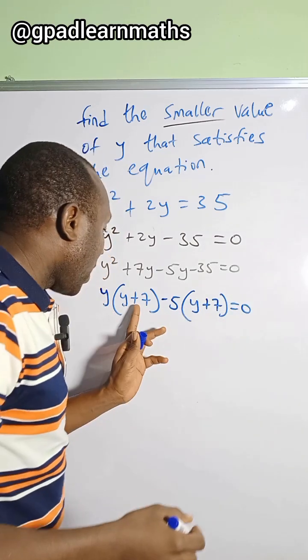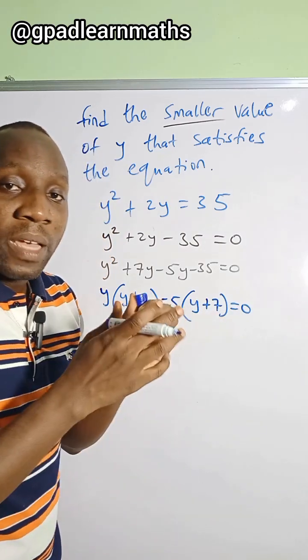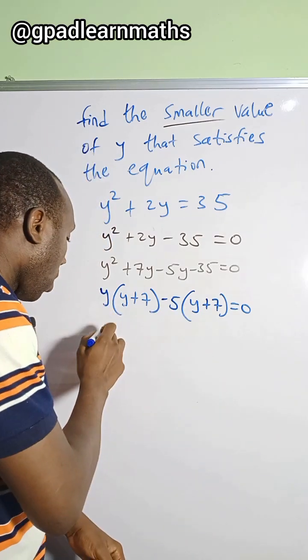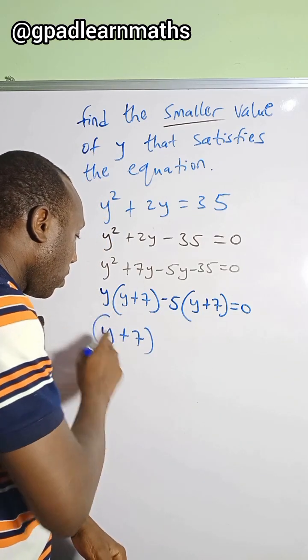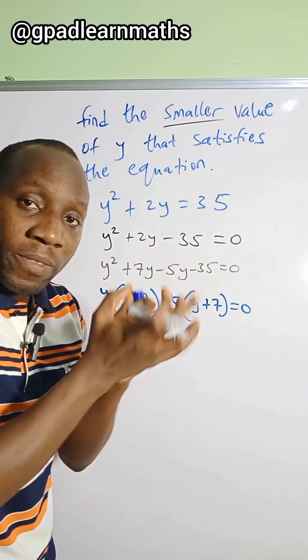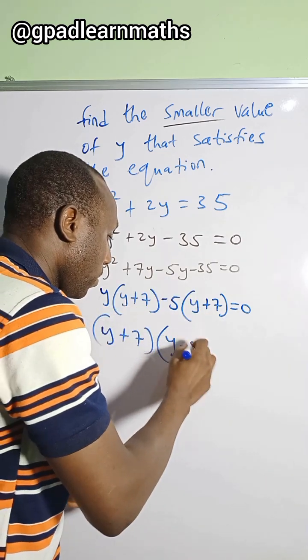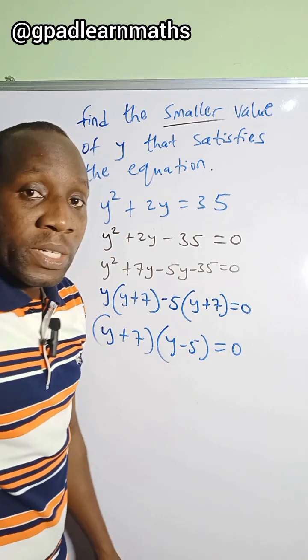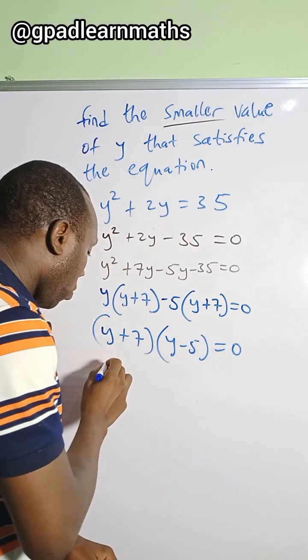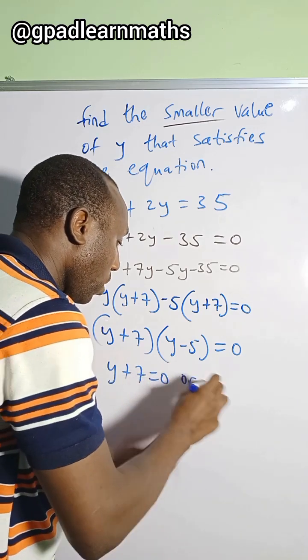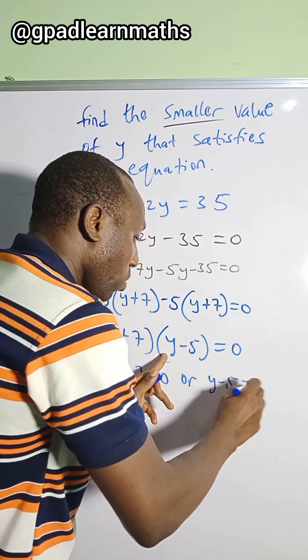If you notice, we realize that this bracket and this bracket have identical terms in them. So we factorize again, and that gives us y plus 7, which is what I have in this bracket. Pick one of the brackets, and then this one here, y minus 5. So this is equal to what? 0. Now, this means that y plus 7 is equal to 0, or y minus 5 is equal to 0.